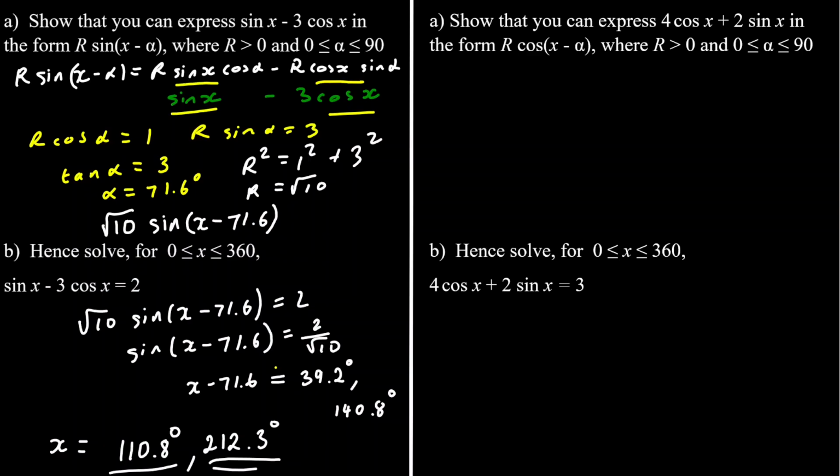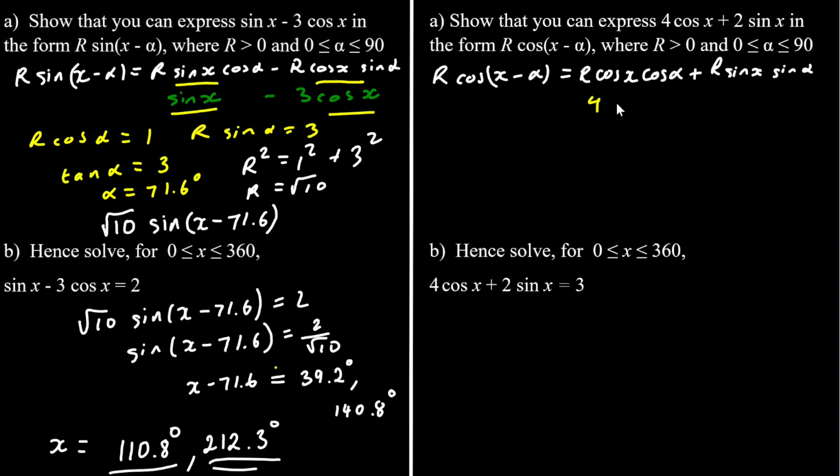Okay, one for you to try. See if you can give it a go. So we have r cos x minus alpha. So it's cos A minus B. So r cos x minus alpha, using our cos A minus B formula, which is cos A cos B plus sin A sin B.